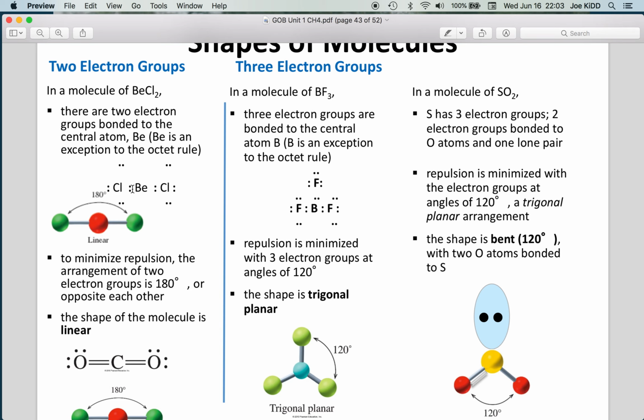And this would be considered an electronic group. This chlorine is one electronic group. This chlorine is a separate electronic group because it's branching out this way and this way.